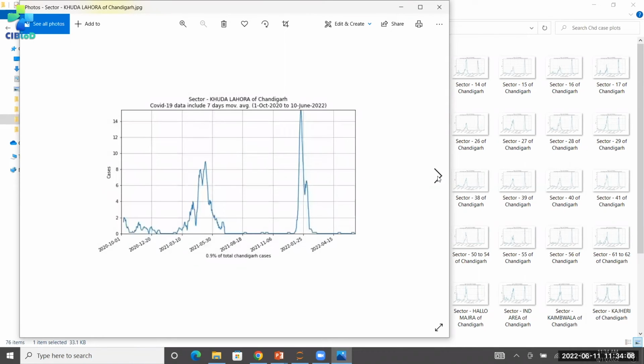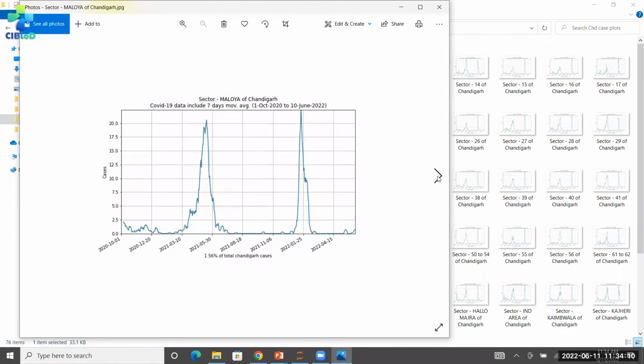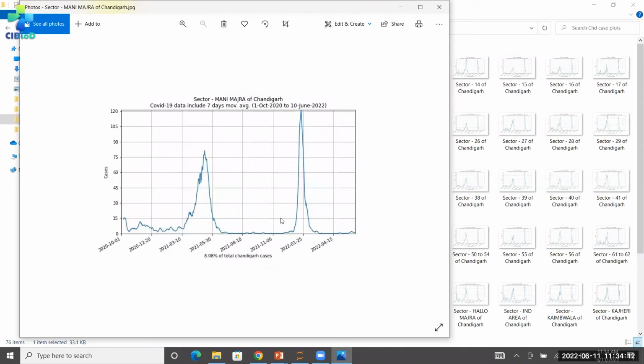Now my interest is in Mani Majra. Yes, Mani Majra is one of the highest. The highest number of cases in Chandigarh is from Mani Majra in all three peaks. The first peak was during lockdown, so I will not consider that right now. But in the second and third waves, Mani Majra has the most cases, right? And of course, maybe the population of Mani Majra is like that, but the data is equally proving the same.